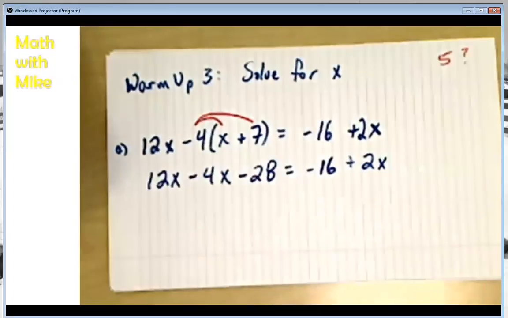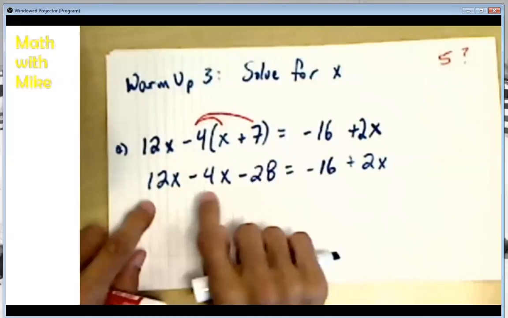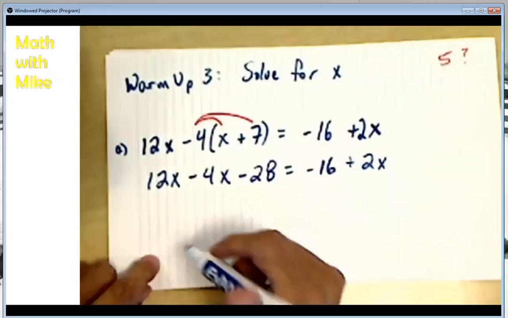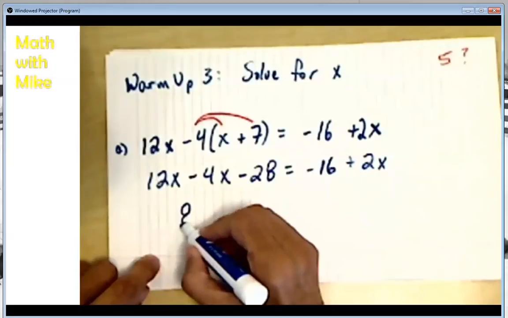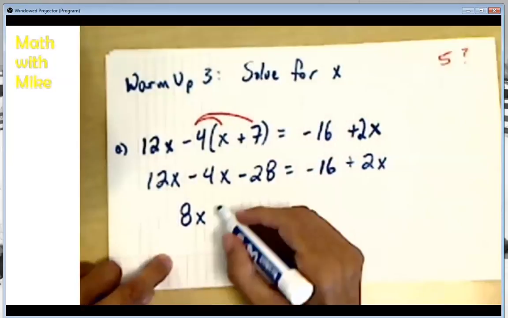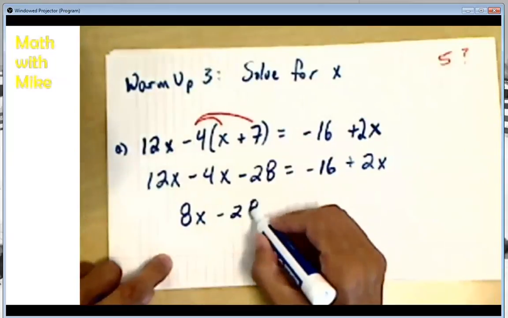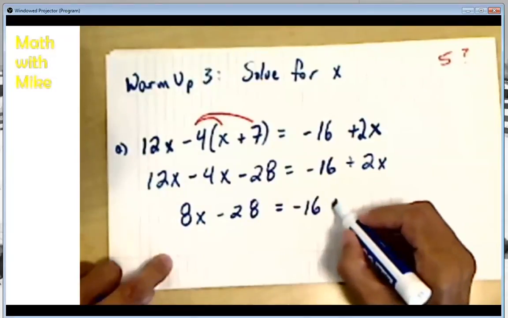Okay. Well, that's good. What happens next? Next, we're going to see 12x minus 4x. What do we get? 8x. If you have 12 and you take 4 away, 8x. Okay. Plus 8. And then minus 28 equals minus 14, oh, 16.